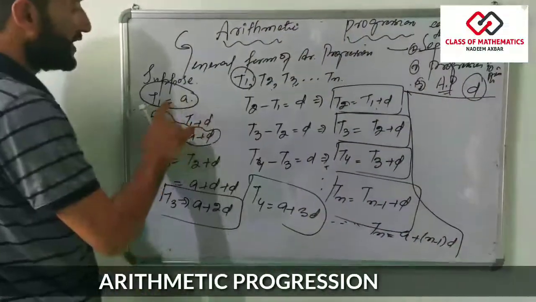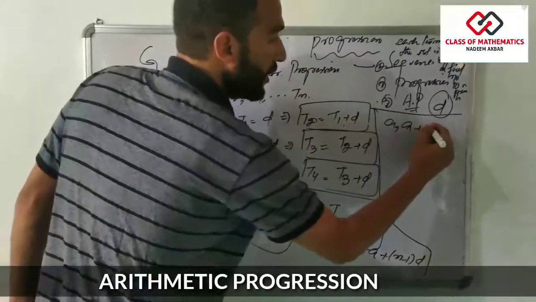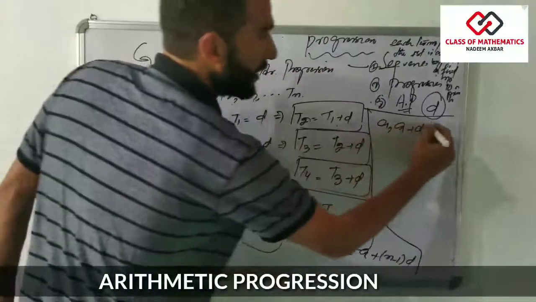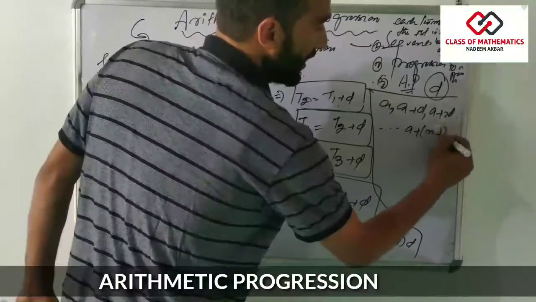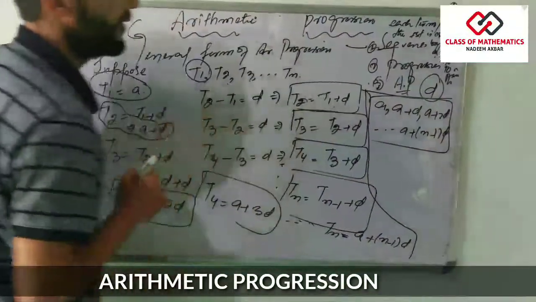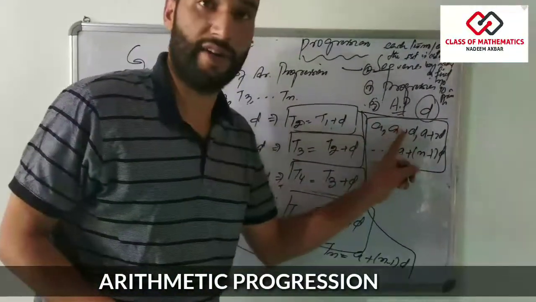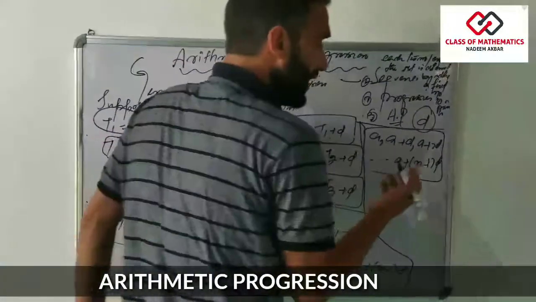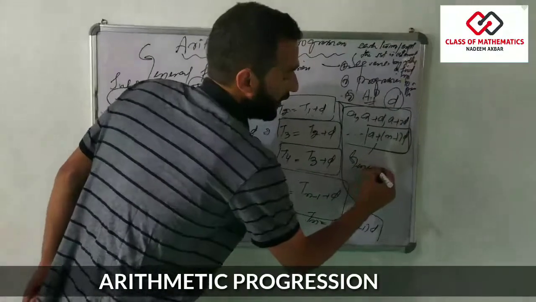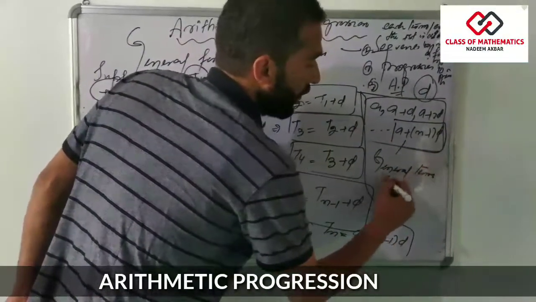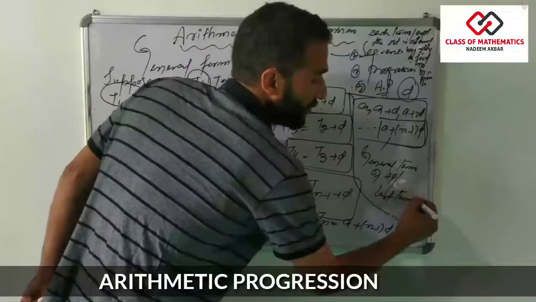So what we get? What's in T1? It's an A. What's in T2? It's A plus D. What's in T3? Now it's A plus 2D. Dash. It's A plus n minus 1 into D. This is the general form of arithmetic progression, while A is the first term and D is the common difference. And we usually call this the general term of AP, or we call it the last term of AP.